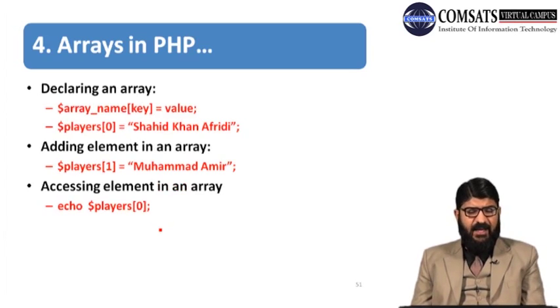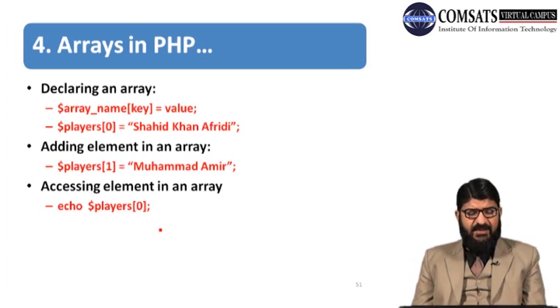So declaring an array: name key equals to value. Here you mention the value for the array, and the value is given as Shahid Khan Afridi as array index 0. Now how to add an element in an array? By assigning a particular value to that particular array, and the value should match the data type of the array.